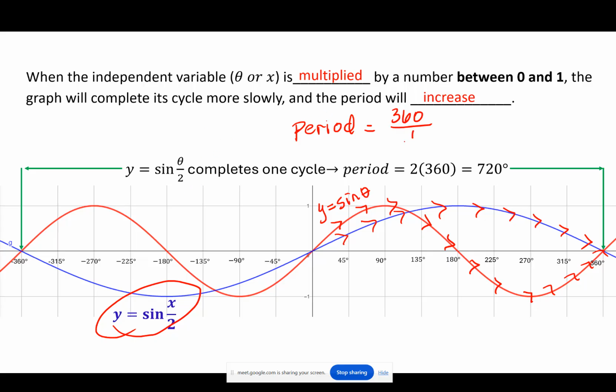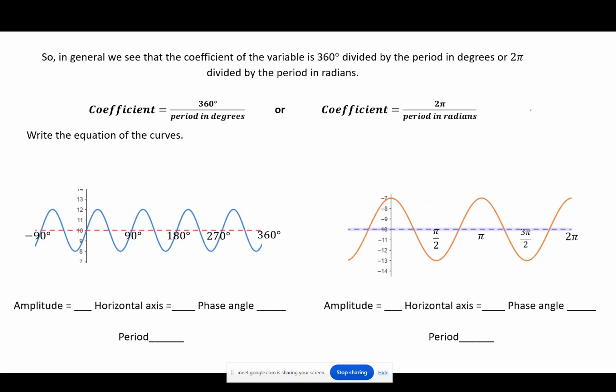In this case, it's 1/2. And so that is 720 degrees. All right. Well, first of all, in general, we see that the coefficient of the variable is 360 divided by the period in degrees, or 2 pi divided by the period if you're in radians. So when I say the coefficient on the variable, I mean whatever you're multiplying theta by in your equation, that number is 360 divided by the period.